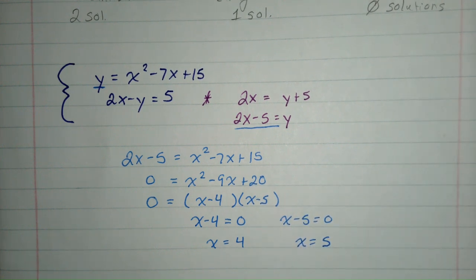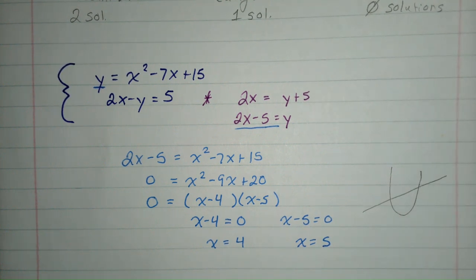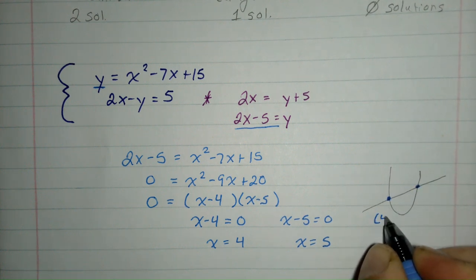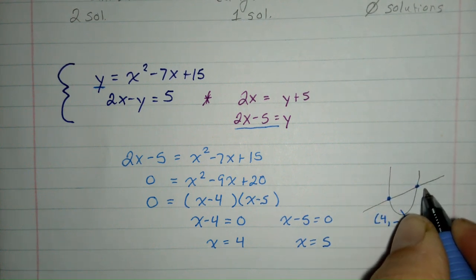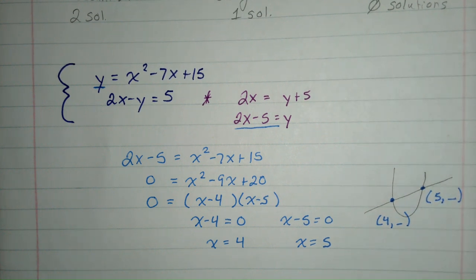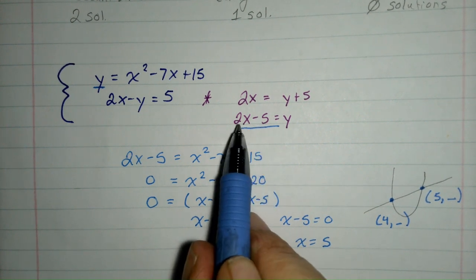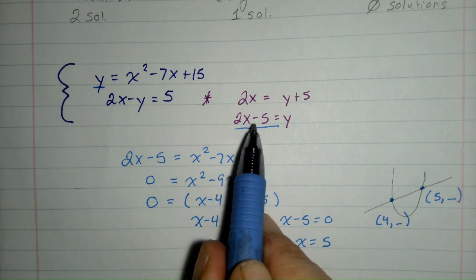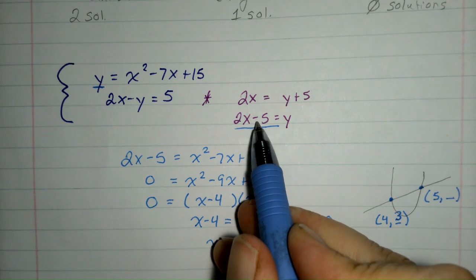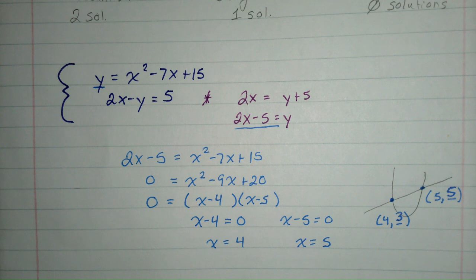That means we have the situation where we are crossing in 2 locations. An ordered pair 4 comma something and an ordered pair 5 comma something. And it's our responsibility to get both ordered pairs. So to get the y, I'm going to do 2 times my x and then minus 5. So 2 times 4 is 8, minus 5 is 3. 2 times 5 is 10, minus 5 is 5. So there we go. We have 2 ordered pairs for our answer.